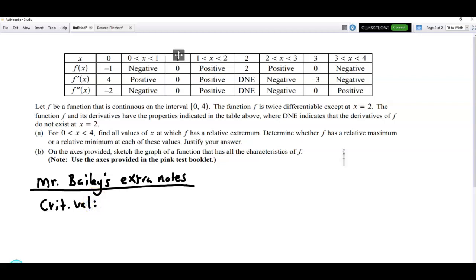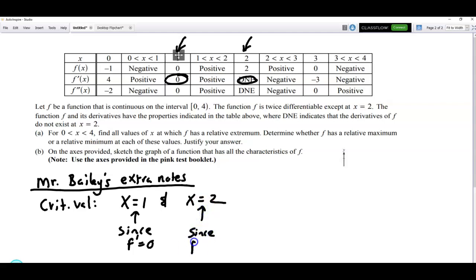Critical values are those places where f prime is 0 or undefined. So that was these points here and here. And critical values are the x values that go with that. So the critical values are x equals 1 and x equals 2. This is a critical value since at that point f prime equals 0. And this is a critical value since at that point f prime is undefined. And so those are your critical values.